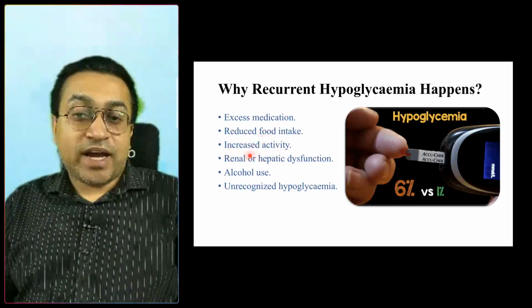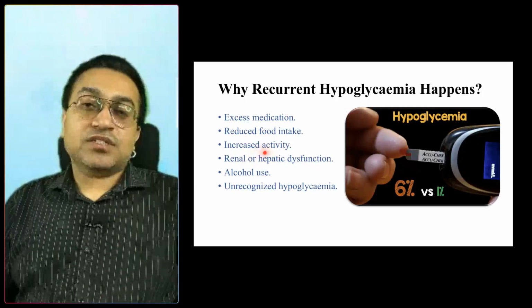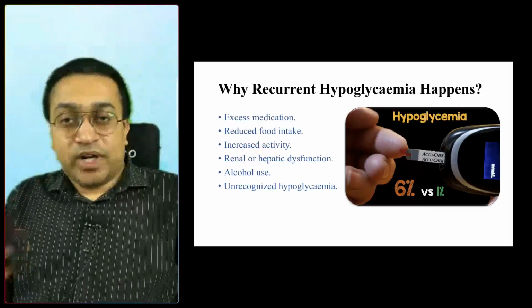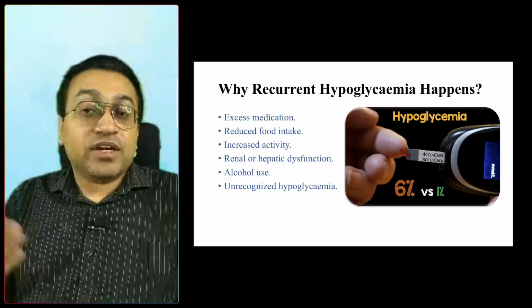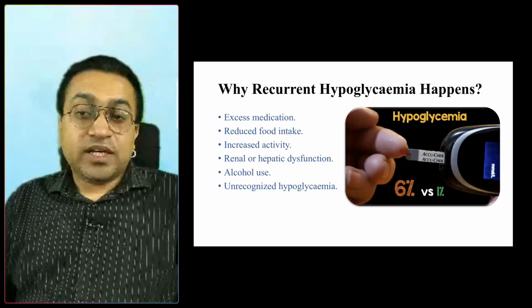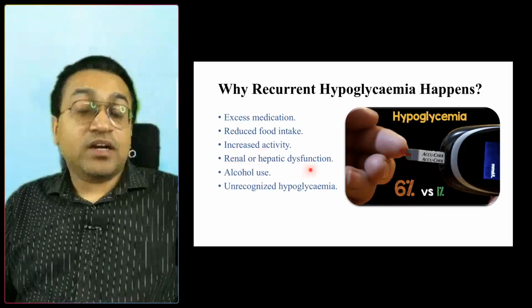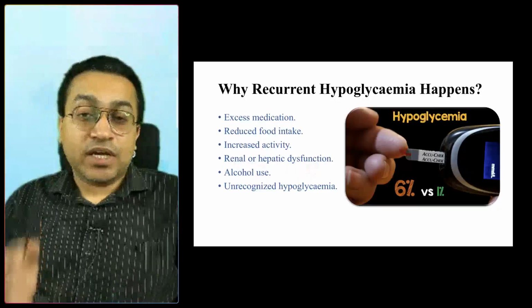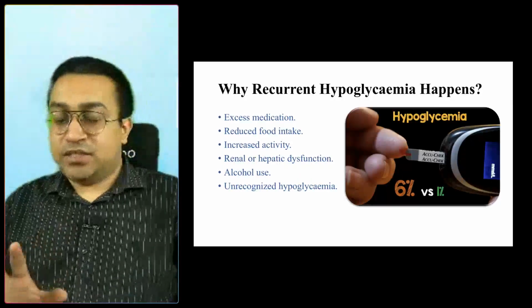Then increased activity. Now the patient has an increase in physical activity, and what happens, he is having recurrent hypoglycemic episodes. Then there can be underlying renal or hepatic dysfunction. So how will you identify that? You will identify that with the help of a simple blood test, a simple investigation.